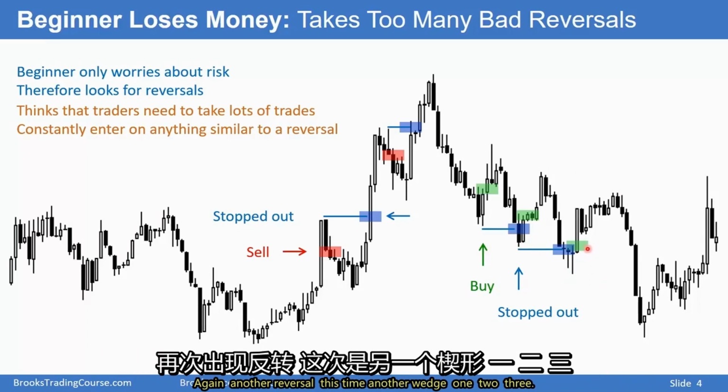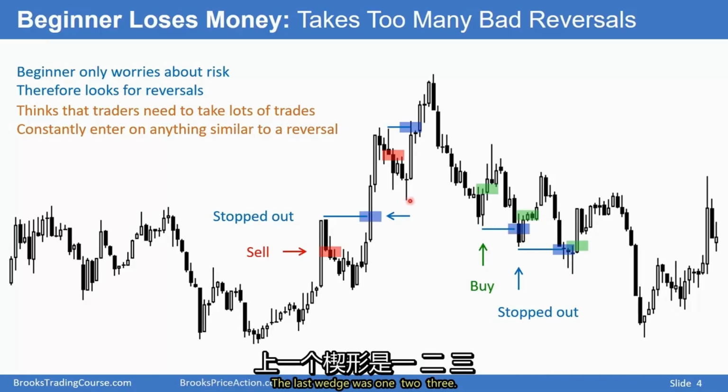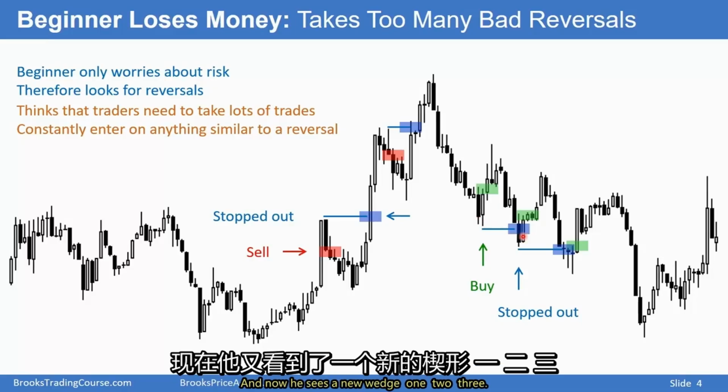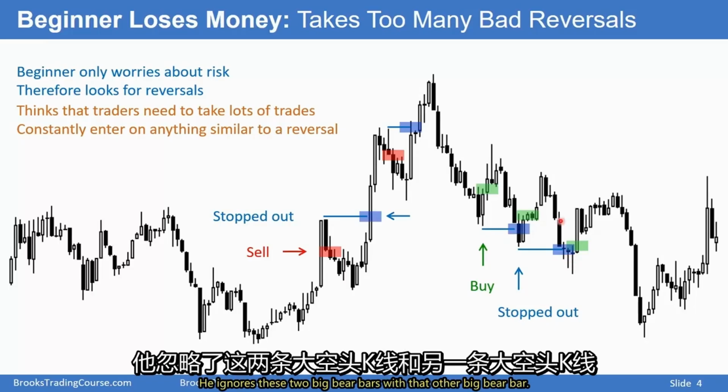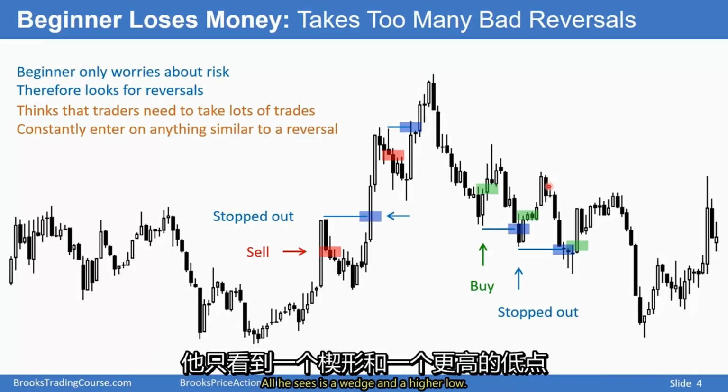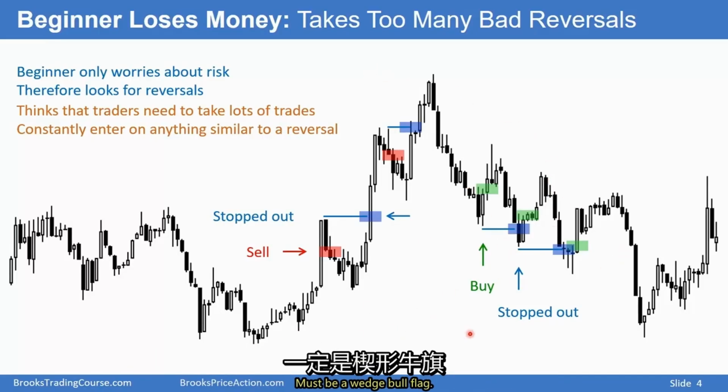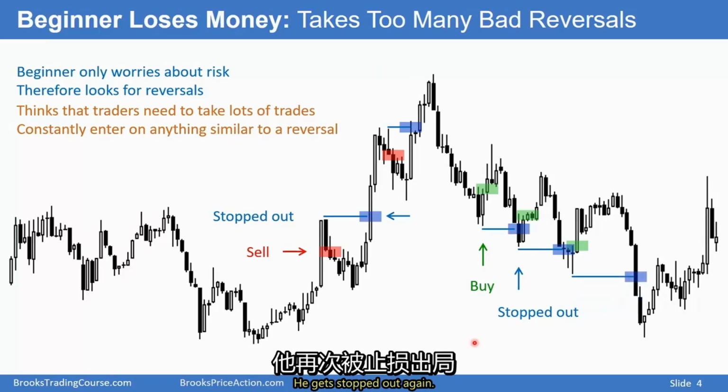Again, another reversal, this time another wedge, 1, 2, 3. The last wedge was 1, 2, 3. And now he sees a new wedge, 1, 2, 3. He ignores a bad-looking buy signal bar. He ignores these two big bear bars. With that other big bear bar, all he sees is a wedge and a higher low. Must be a wedge bull flag. He gets stopped out again.